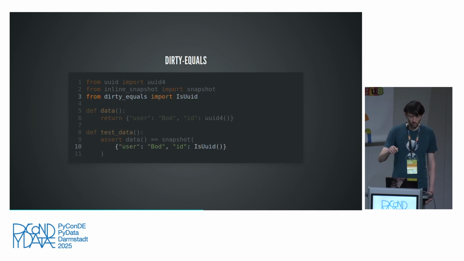And what's also important here is that inline-snapshot supports it that when the user Bob, for example, changes name, inline-snapshot will also change the name of Bob, but it will not change your UUID which you have added here.